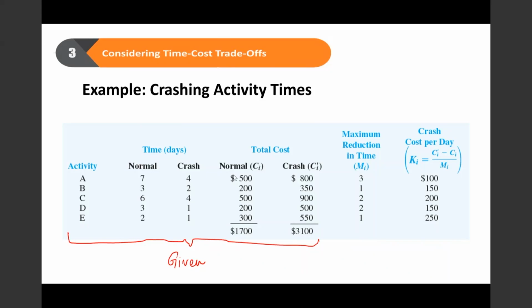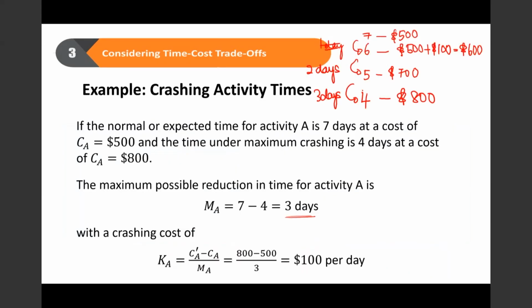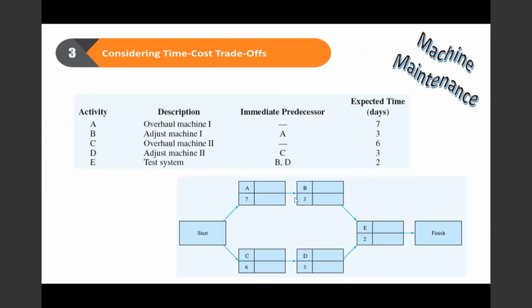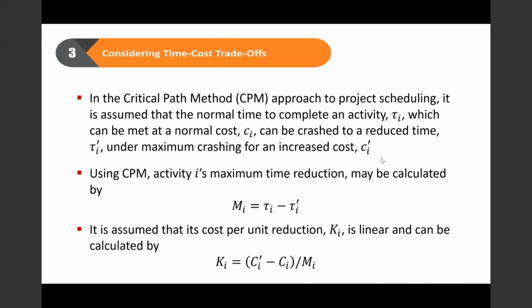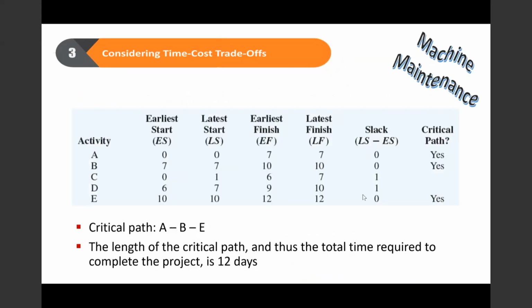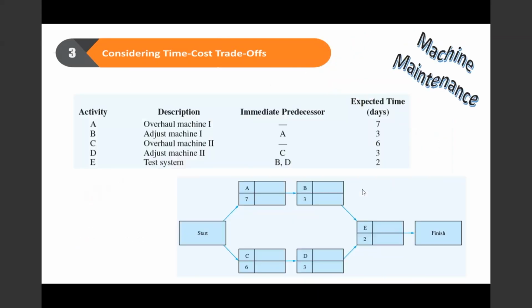Let's go back to our activity here. We have our project network, and from here we can see that A, B, and E is our critical path. We don't have any slack here. Let me just quickly fill this in so I can use this to explain.